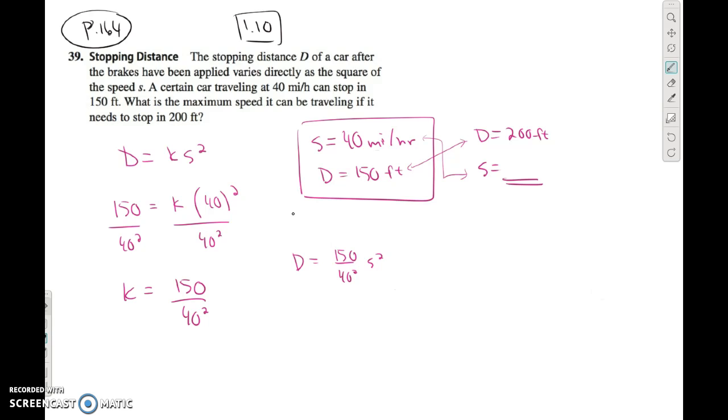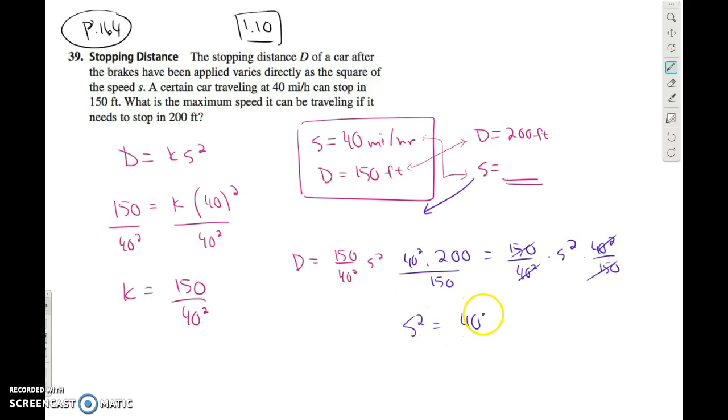Now let's use our model to find the speed for a stopping distance of 200 feet. So 200, plug that in for d, equals 150 over 40 squared times s squared. Solve that for s. I'm going to multiply by 40 squared over 150. I have a hard time writing, sorry. 40 squareds cancel, 150s cancel. So s squared is equal to 40 squared times 200 over 150.